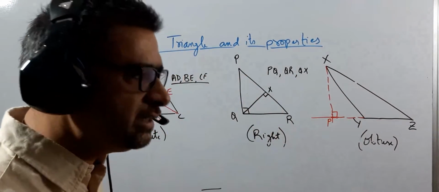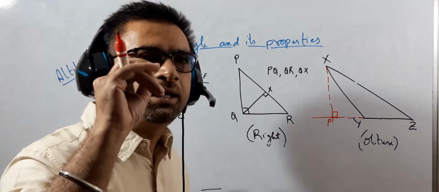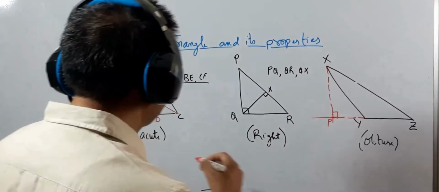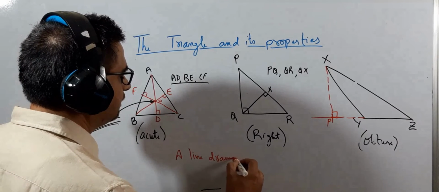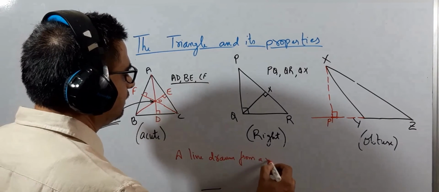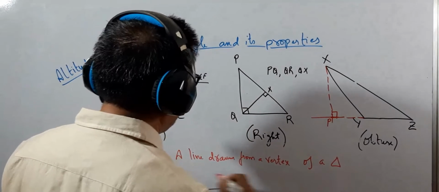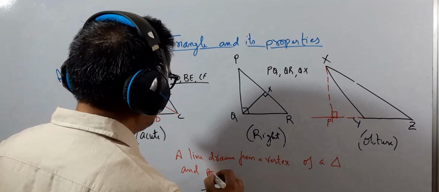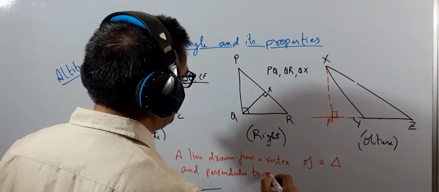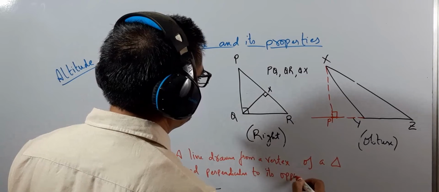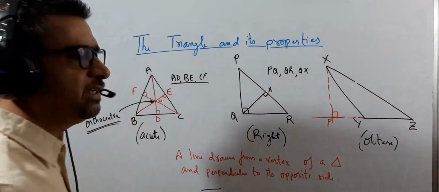The overall summary here is, the altitude is what? It is a line drawn from a vertex of a triangle and perpendicular to its opposite side. This is the definition of an altitude.